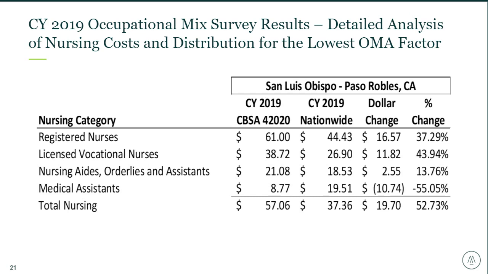Interestingly, the CBSA with the highest OMA adjustment is Madera, and Madera is located in the state of California. So given the existence of California's mandatory nurse-to-patient staffing ratios, it is kind of surprising to see a California CBSA leading the OMA. So let's unpack Madera CBSA's OMA adjustments.